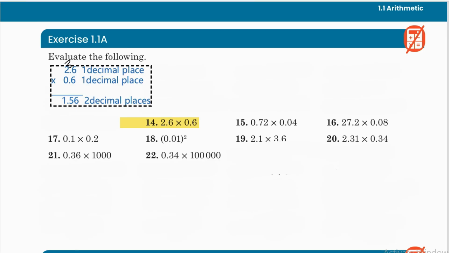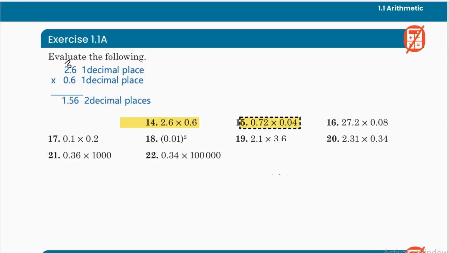6 times 6 is 36, 3 is carried forward, 6 twos are 12, add 3, it's 15. So now you have to count over here in the first number, there's one decimal place, second number again, one decimal place. Add the decimal places, and in the answer, you have to put the decimal after the total, which is two decimal places. So it's 1.56. You will count the decimal places. You'll move the decimal to the left.